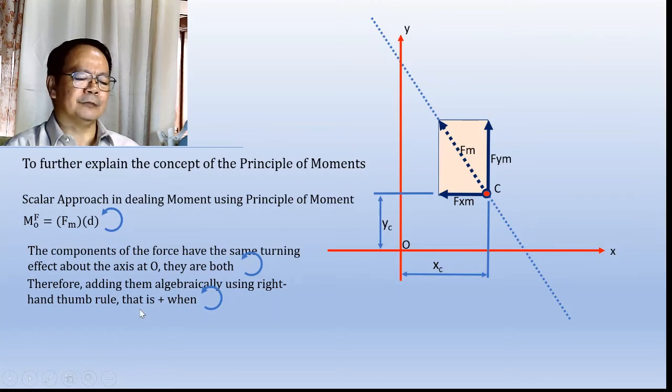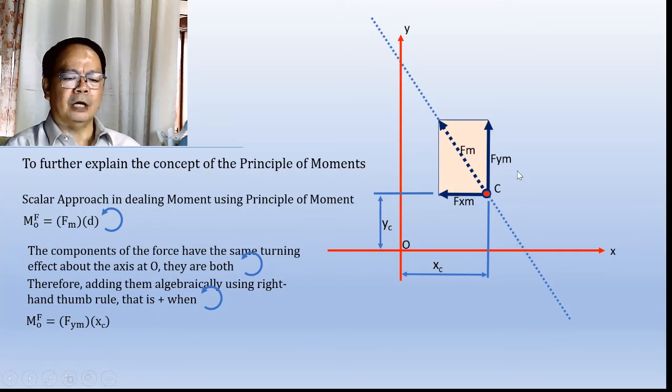What is the right-hand thumb principle? We discussed this last time: we will treat a moment as positive when it follows the right-hand thumb concept, and that is, having this counterclockwise direction if we are looking from the axis of rotation, to be positive. Hence, the moment will become the moment due to F sub Y sub M having a moment arm of X sub C, that will be F sub Y sub M multiplied by X sub C, plus the moment due to F sub X sub M having a moment arm of Y sub C, that is F sub X sub M multiplied by Y sub C.